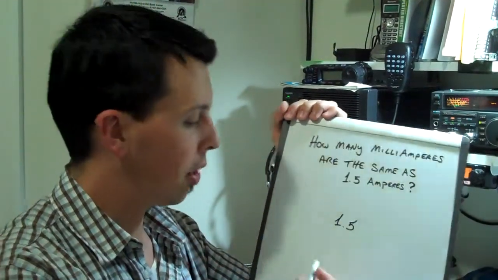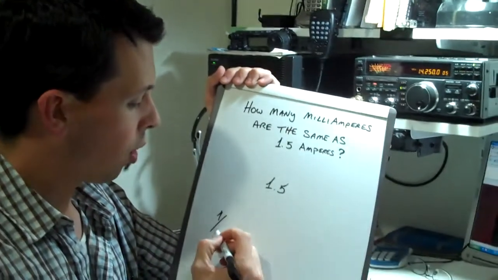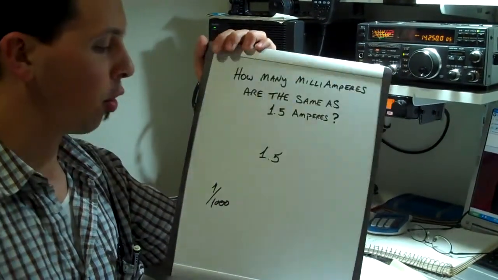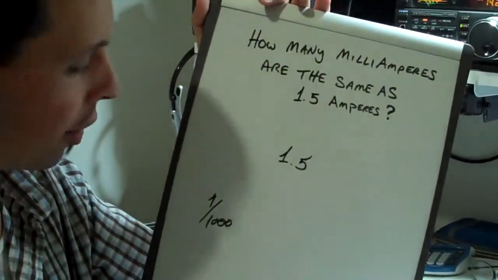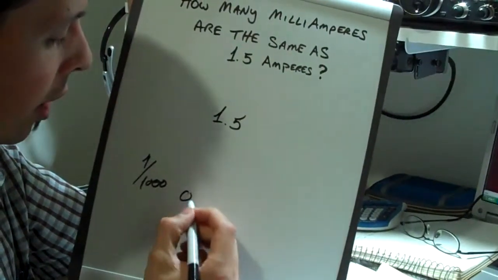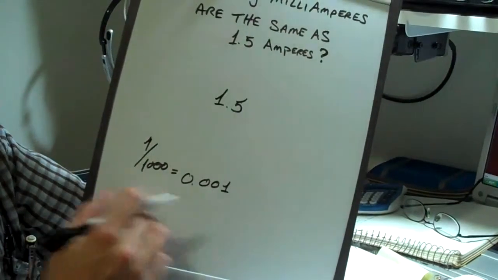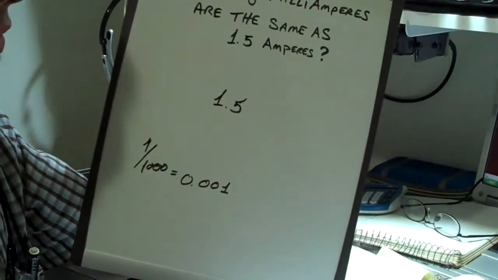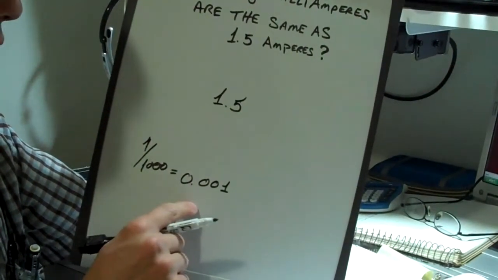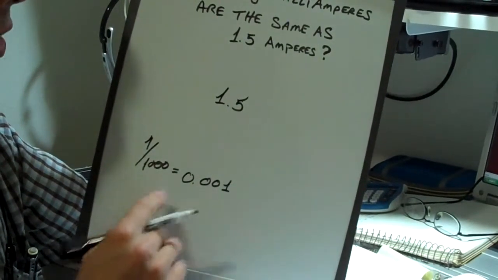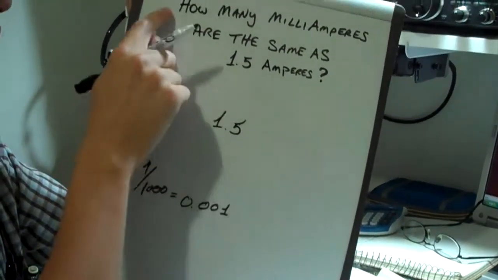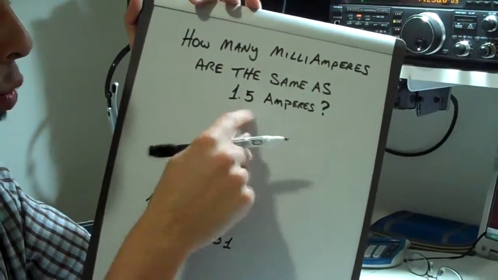first of all, a milliampere is going to be 1/1000th. I hope you took notes before, or you have the notes in your textbook somewhere. That also can read as 1/1000th or 0.001. That's how many milliamperes are in 1 amp. But that's not what the question is asking. The question is asking how many milliamps are the same as 1.5.